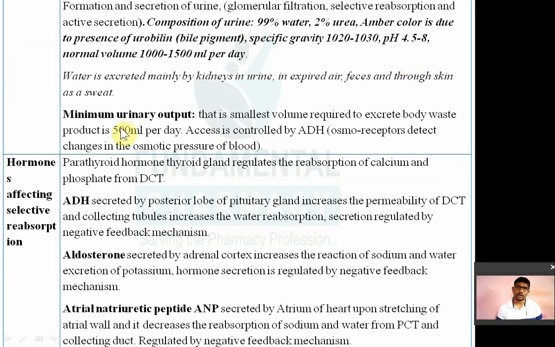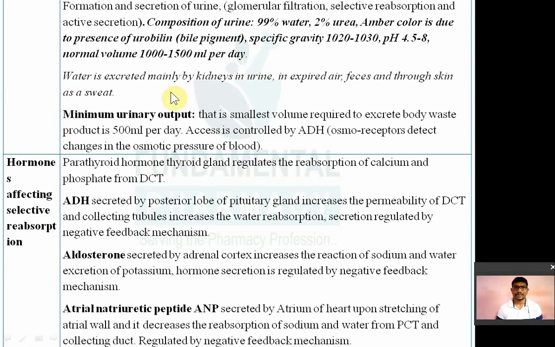Now what is the normal value of urine? Normally 1 to 1.5 liters of urine is formed per day. The normal value of urine is nothing but 1000 ml to 1.5 thousand ml per day. So that means 1 liter to 1.5 liters per day.